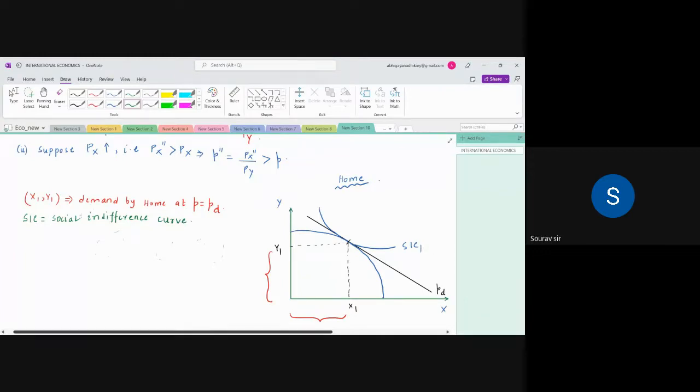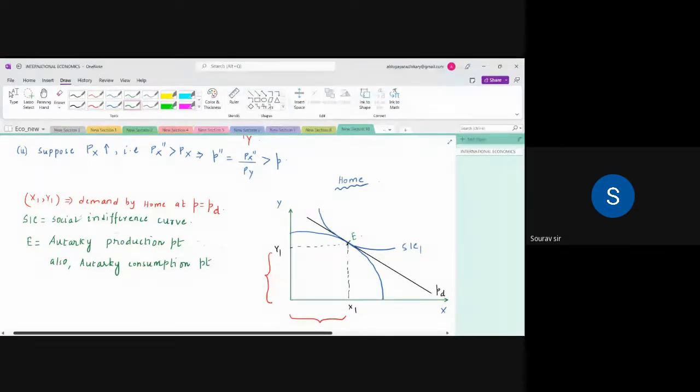Okay, so this is basically my equilibrium, and point T is not only the autarky production point, but also the autarky consumption point. Making sense? Since the economy is producing and consuming at the same point at this price PD, there is no trade. And that is why this is autarky.